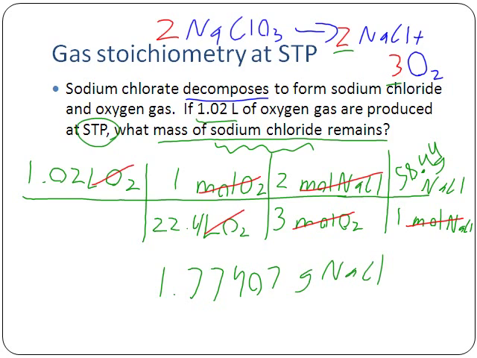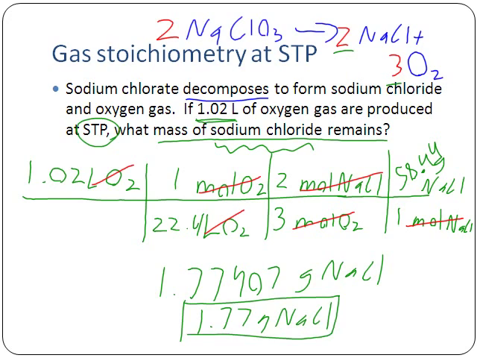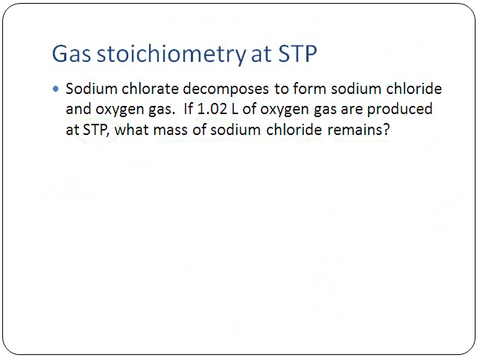Significant figure-wise, we're only really given one value to start with, which is this 1.02 liters. So it's 3 significant figures. So our final answer is simply 1.77 grams of sodium chloride produced in this case. That's basically how you go ahead setting up a basic gas stoichiometry problem at STP. So let's continue here and see what's coming up next.